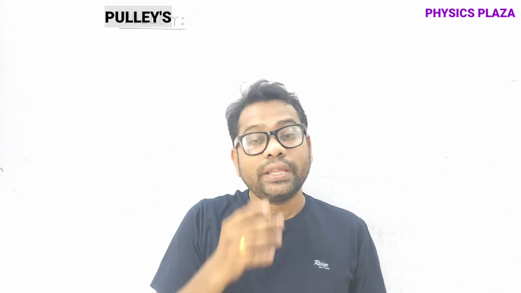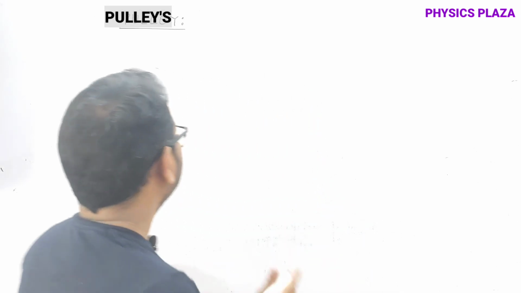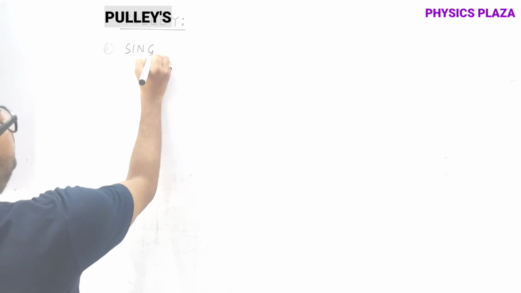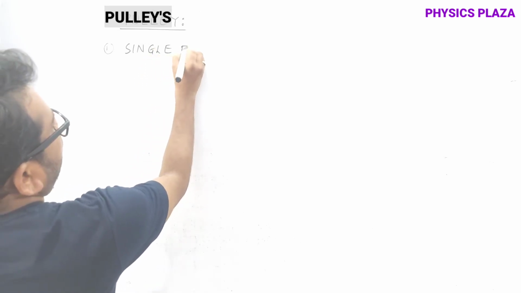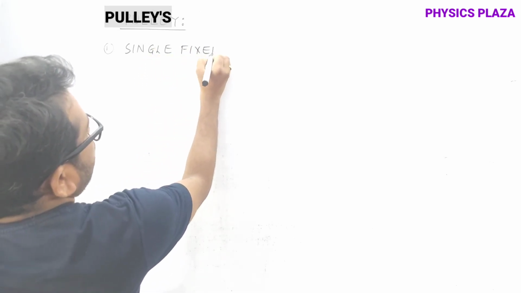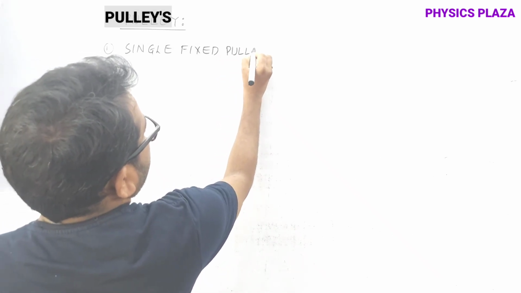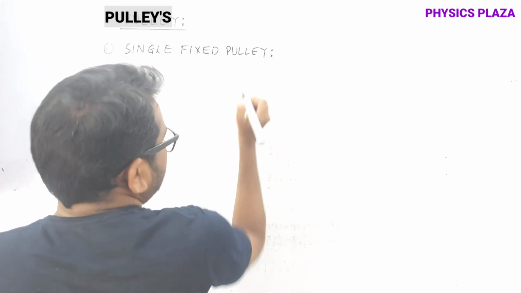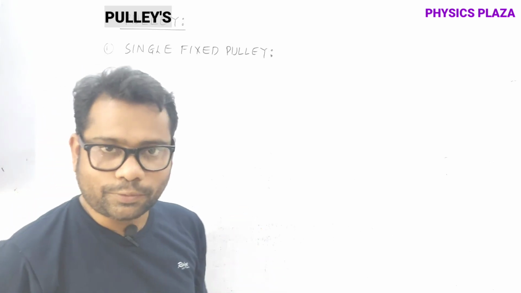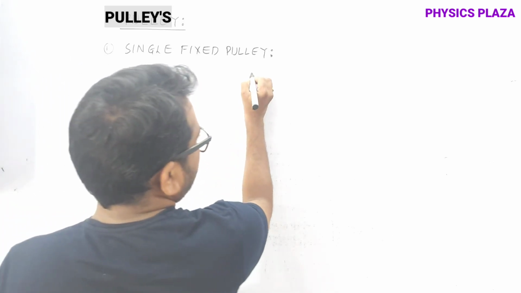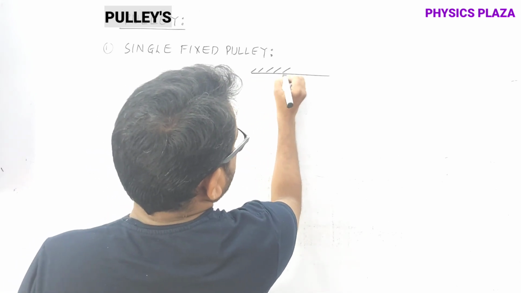Is that clear? Fine. And here we have two types of pulleys. First we discuss the single fixed pulley, children, and for each pulley we will calculate its mechanical advantage and its velocity ratio. Finally we will discuss its efficiency also. So first of all, why are we calling it a fixed pulley? Let us see. If you think about the diagram, then you can easily understand.